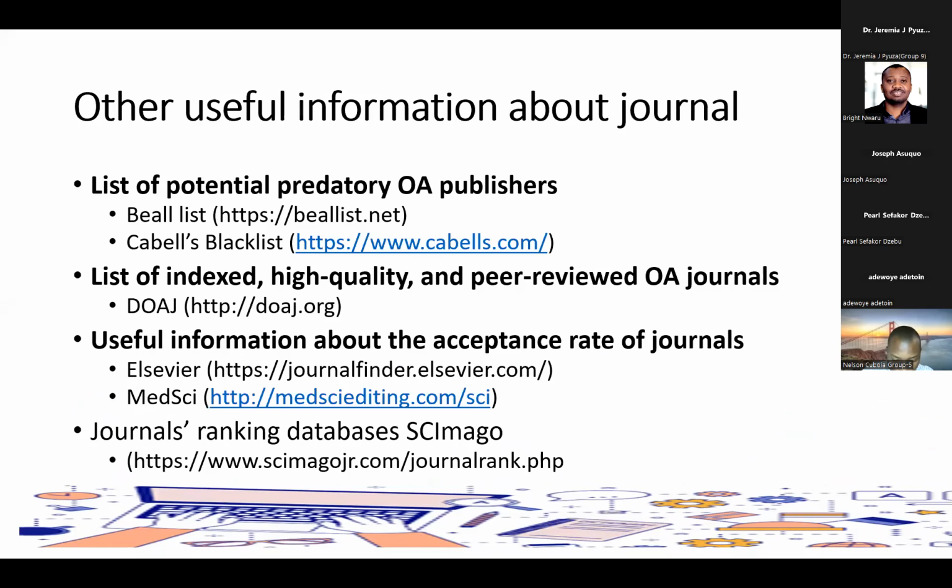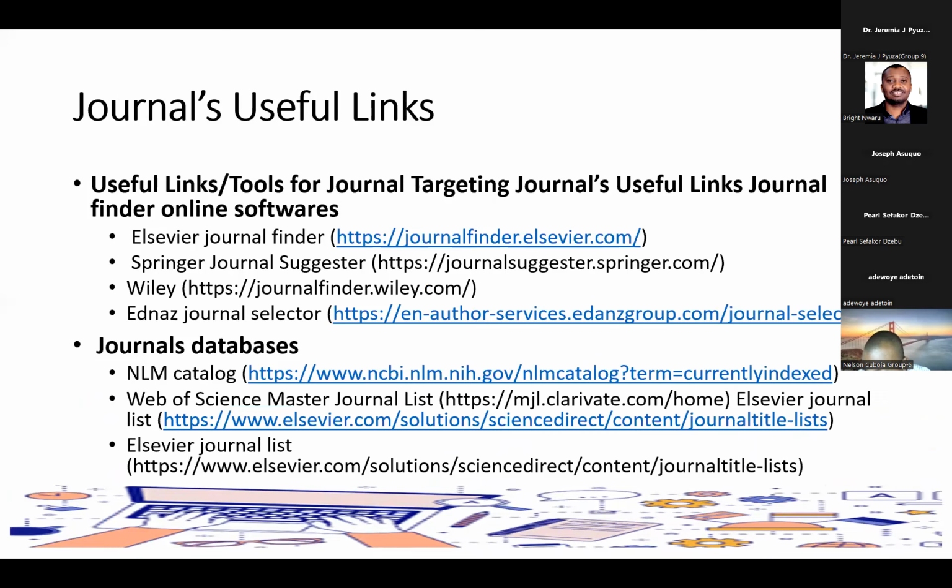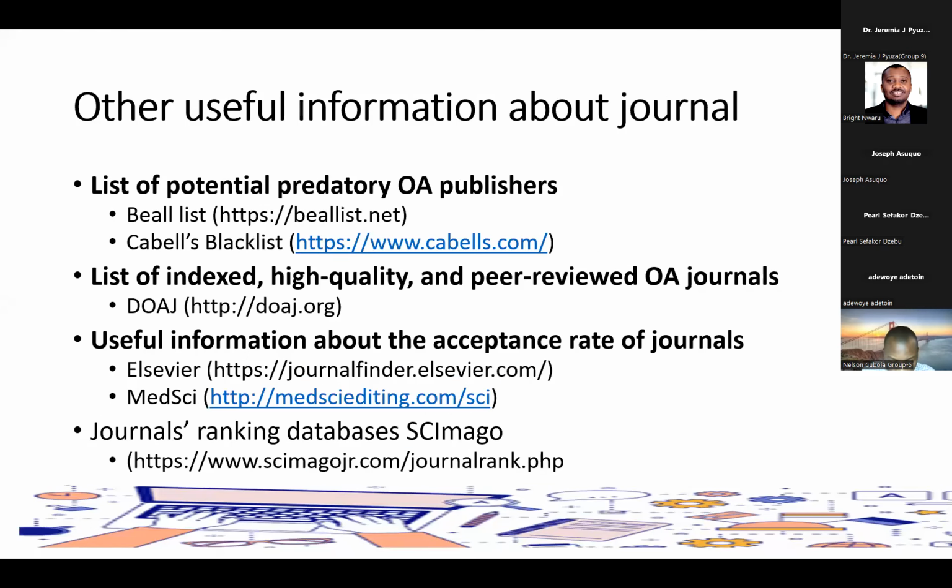Sometimes we want to know some information regarding which journal to select. So there are useful journal links that you can use. These are just some, we'll share the slides for you to find out. But also there are journal databases that can show you the number of journals that are there. But apart from that, there are some that are not good. They are called predatory journals. Therefore, they also list them so that as you are publishing, you can be aware, okay, this is not a nice journal for me to send my article to. There is a lot of other useful information about the acceptance rate, like Elsevier, the medicines, you can see, okay, the rate of acceptance maybe is 5%. Can I be in that 5%?